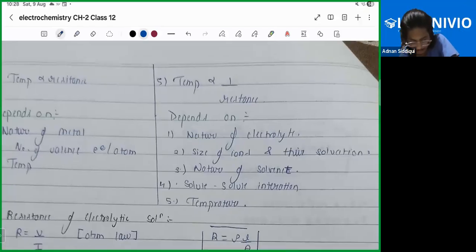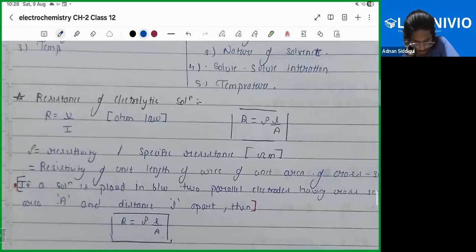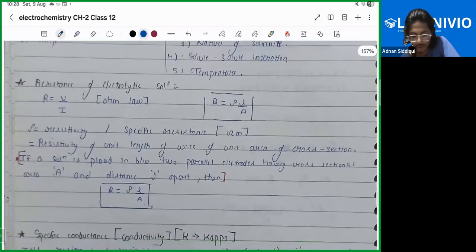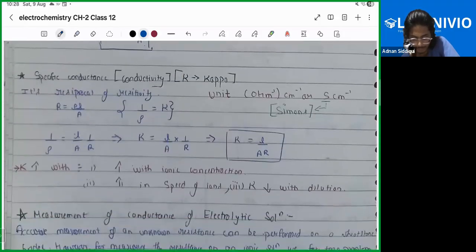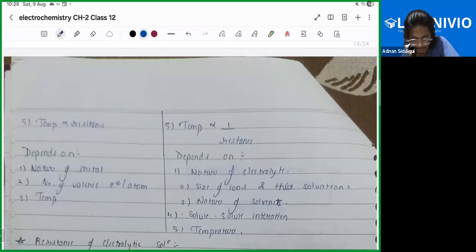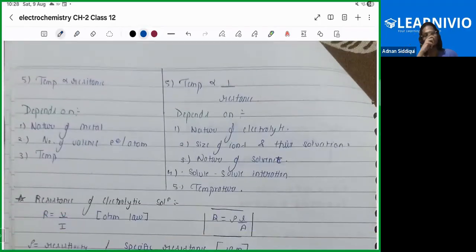Am I audible, Ali? Yes, sir. What is the difference between strong and weak electrolyte? If you don't know, just let me know, and then I will tell you. The thing is, I told you this in the first class itself, if you remember.